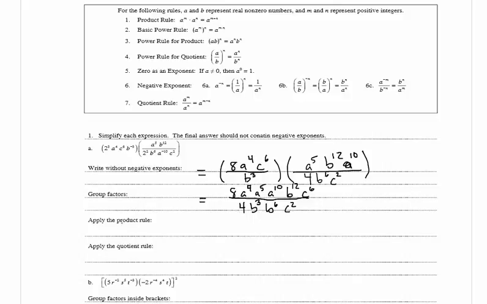And now we want to apply the product rule. So we have 8, and we have a to the 4th times a to the 5th times a to the 10th, and that can be written as a to the 19th, b to the 12th, c to the 6th, divided by 4, and we have b to the 3rd times b to the 6th is b to the 9th times c squared.